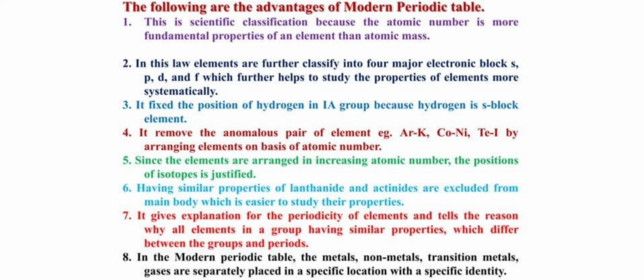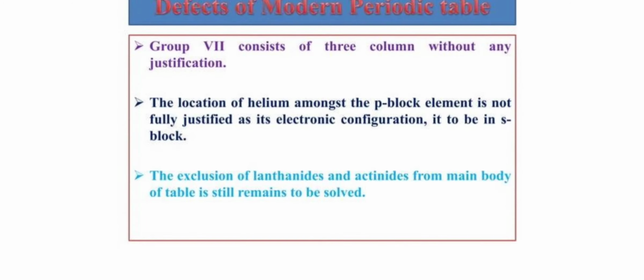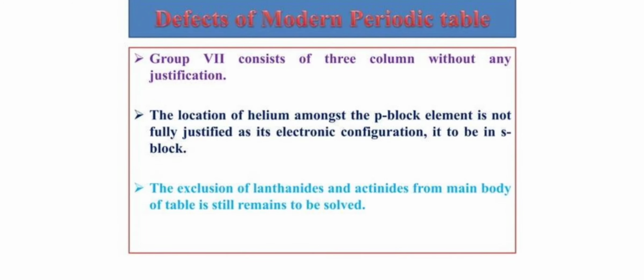Lanthanides and actinides, having similar properties, are excluded from the main body, which makes it easier to study their properties. This gives the explanation for the periodicity of the elements, and tells the reason why all elements in a group have similar properties which differ between groups and periods. In the modern periodic table, metals, non-metals, transition elements, gases are separately placed in specific locations with a specific identity. Defects of the modern periodic table.